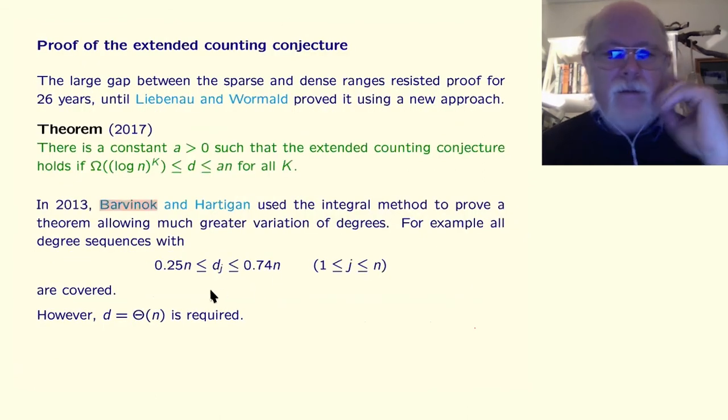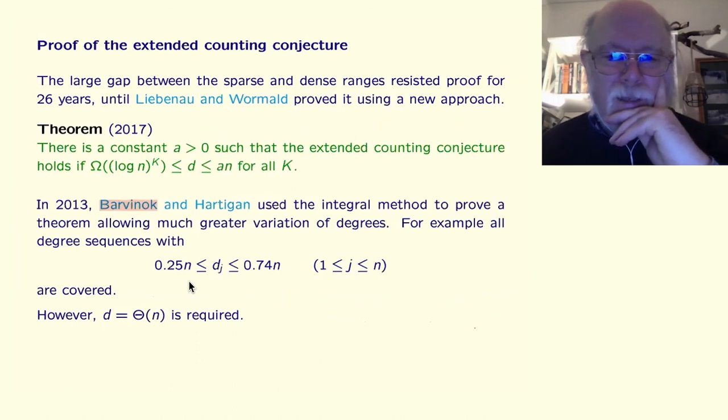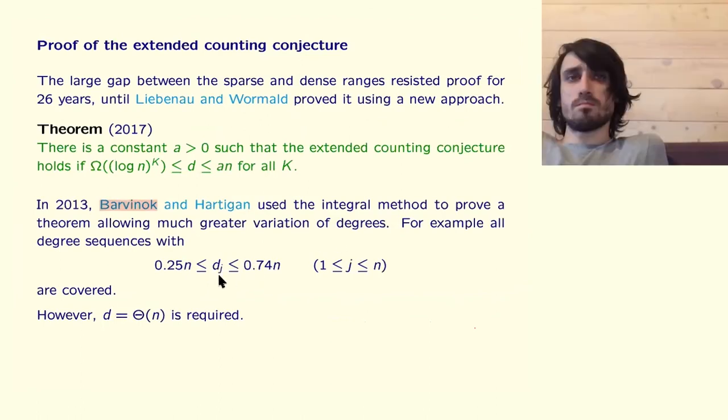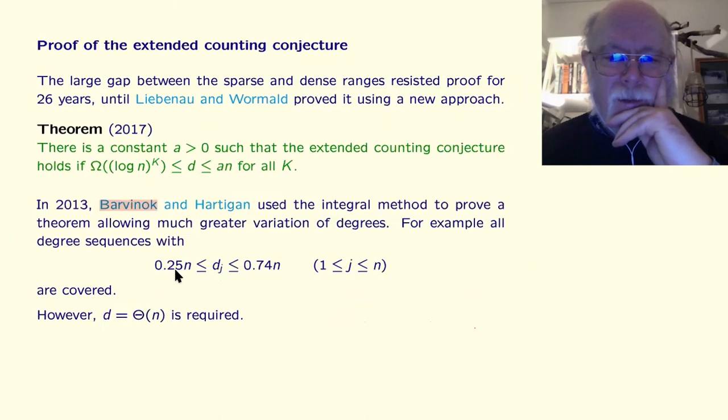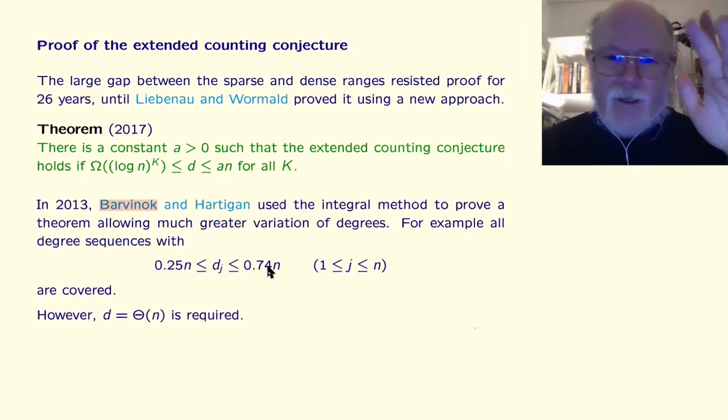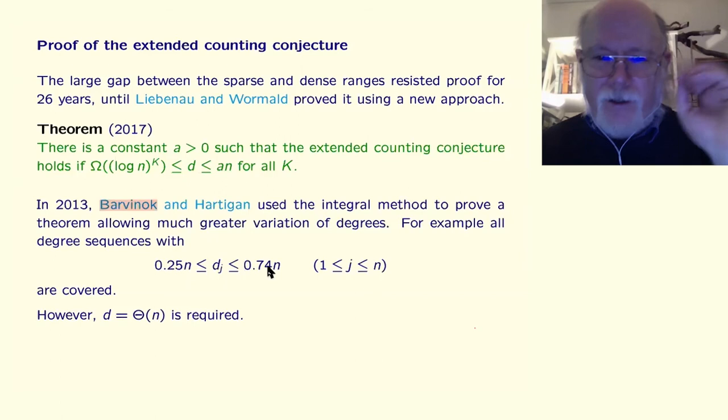You see here above, McKay and Hardigan's result, which is the same as what we get in the case where the average degree is a constant times n. Their theorem works, for example, if the degrees are between 0.25n and 0.74n. And you will ask, well, why didn't they write 0.75 and have a much simpler statement? The reason is that their theorem actually doesn't work if you write 0.75 there. There are degree sequences between 0.25 and 0.75 where the number of graphs is a very irregular function of the degrees.